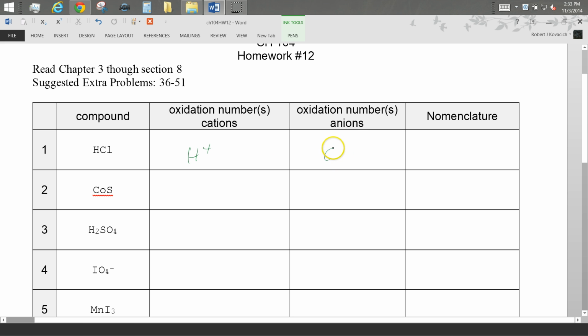So since that's a +1, then we don't even need to look at the chloride version because it would have to be -1 to cancel out. And then the name? Hydrogen chloride. It's an acid. Starts with an H, right? Yeah, that was my bad.